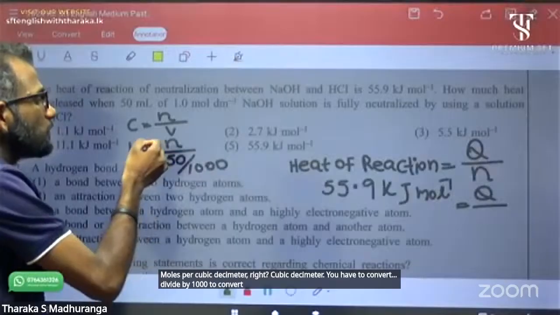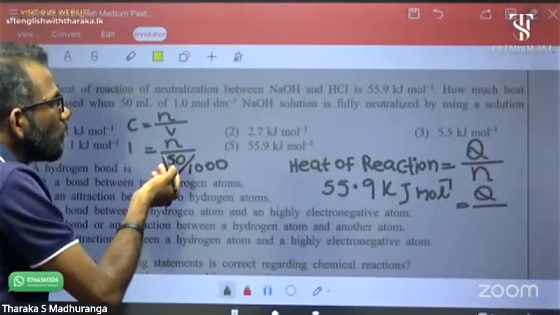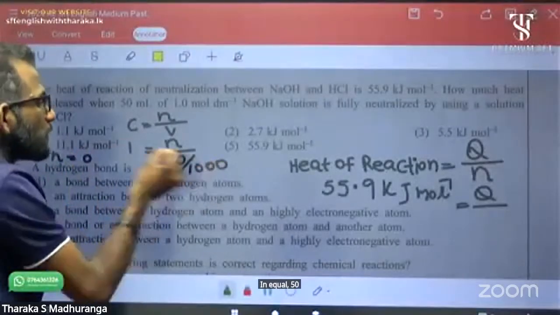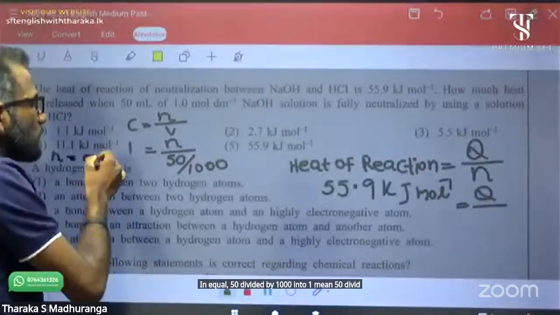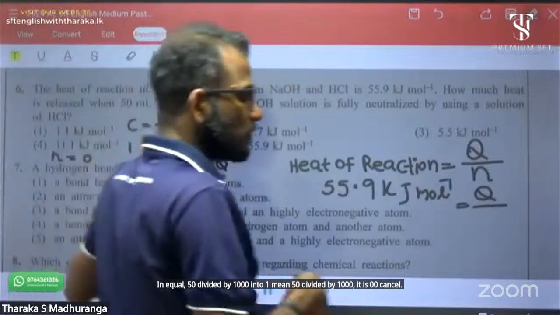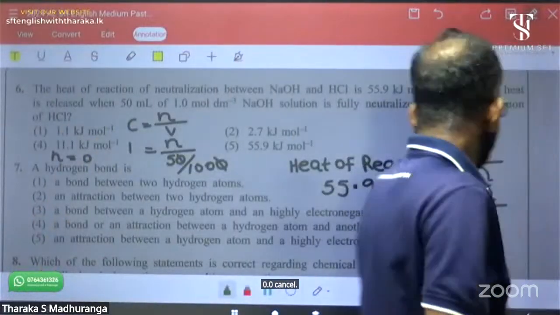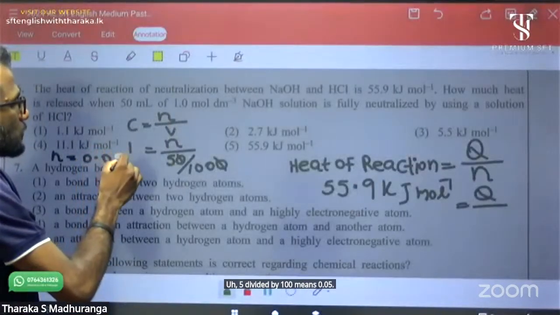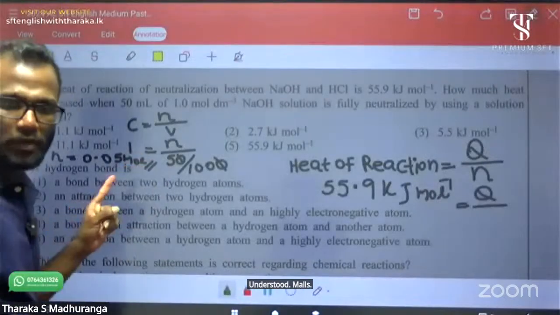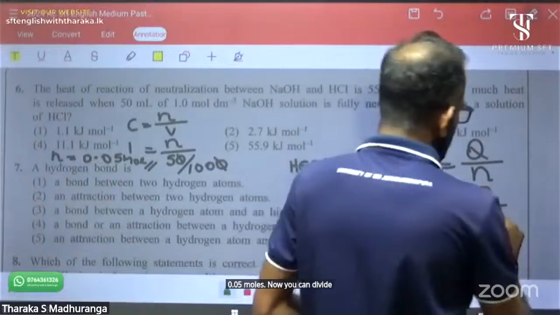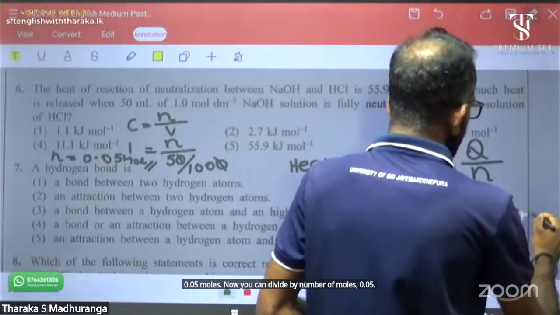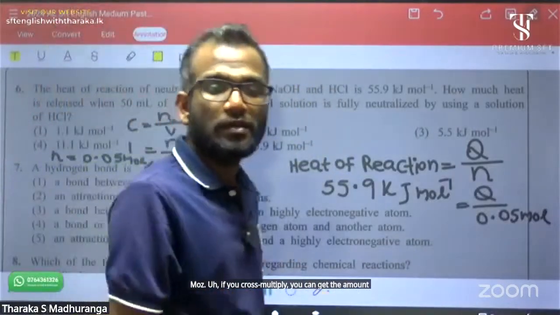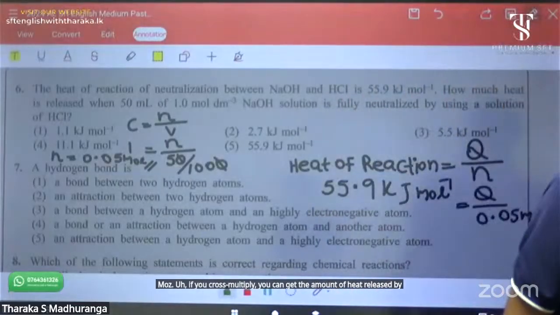Now, cross multiplication. n, meaning number of moles, equals 50 divided by 1000 times 1, which is 50 divided by 1000. The zeros cancel, and 5 divided by 100 means 0.05. Understood? 0.05 moles. If you cross multiply with the number of moles, you can get the amount of heat released by the system.